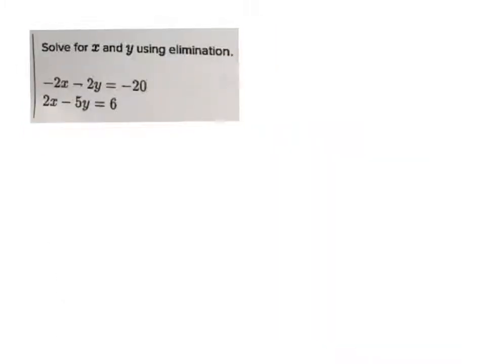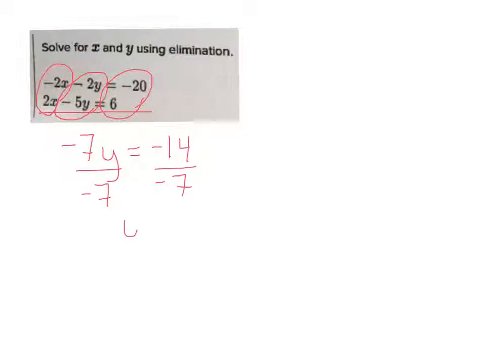Okay, number 18 on the test. Here's what I'm going to do right here. I can see that these x's are opposites. So if I add them, I'll get 0 and eliminate the x's, right? Now let's add negative 2y and negative 5y. And I get negative 7y equals, and let's add negative 20 and positive 6, and you get negative 14, right? And then I'll divide by negative 7 on both sides, and so y equals positive 2.